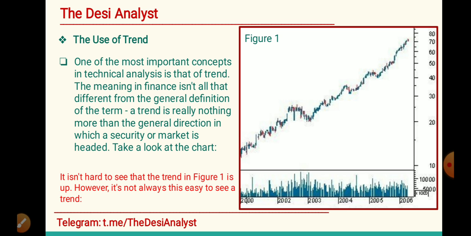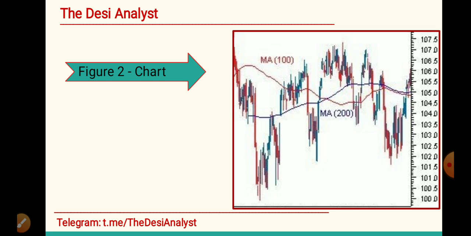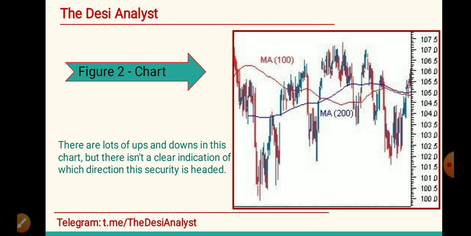However, it's not always this easy to see a trend. Figure 2. There are lots of ups and downs in this chart, but there is not a clear indication of which direction this security is headed. Security means script, stock.